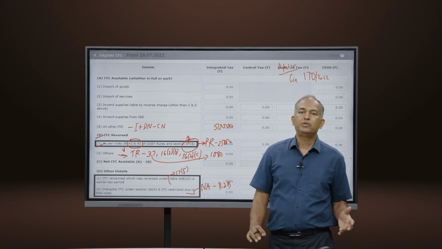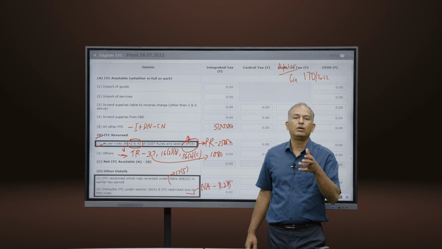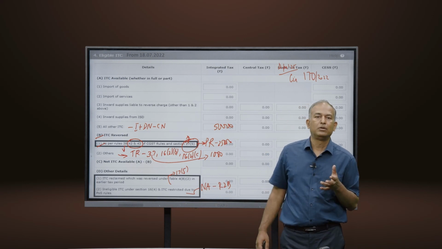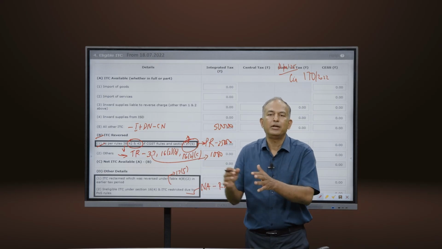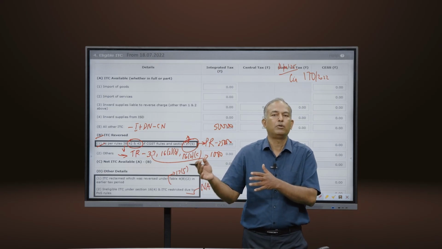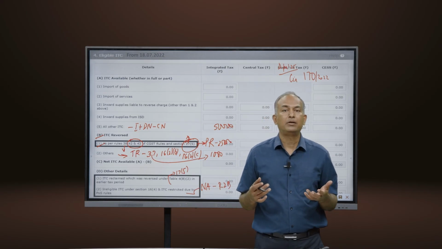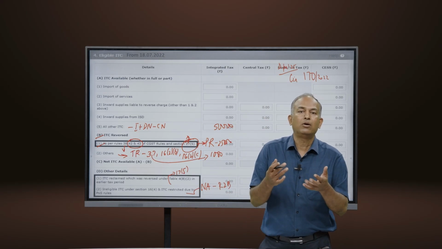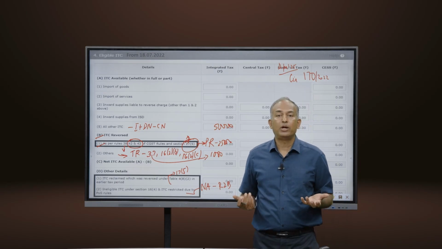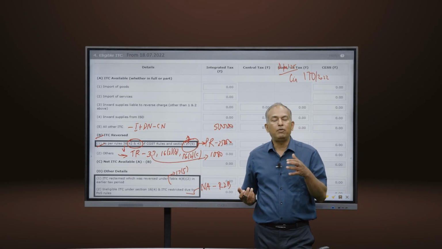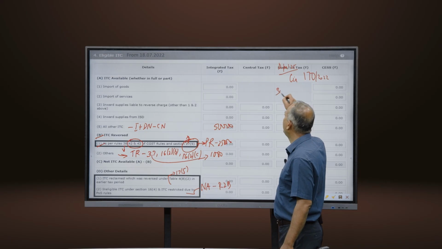Okay, Section 16(2)(b) is the example that I gave you: the supply happens on the last day of the month and the supply is received a couple of days into the next month, maybe on the second of the following month. One of the conditions Section 16(2)(b) specifies for taking credit is that the goods or the services should have been received. Now, you have to visualize the R1. If the supply happens on 30th of April.